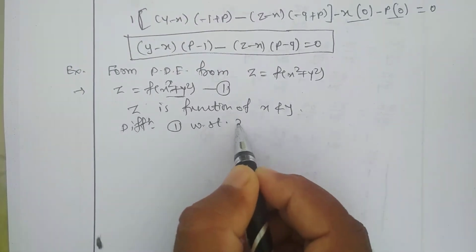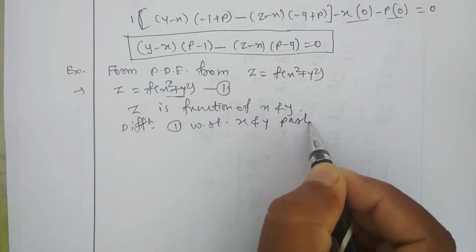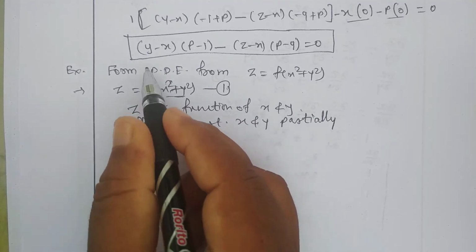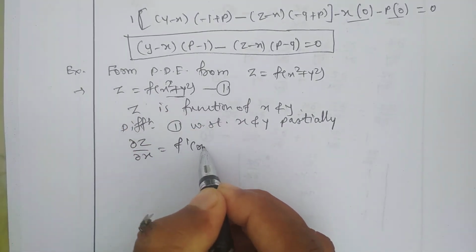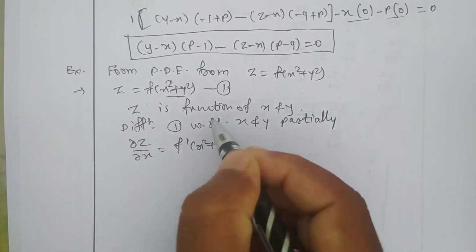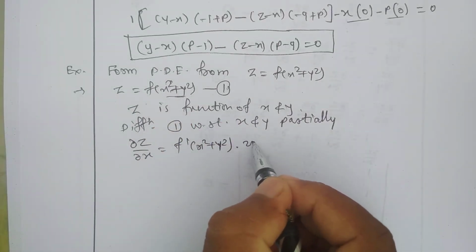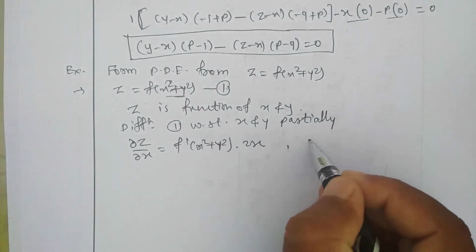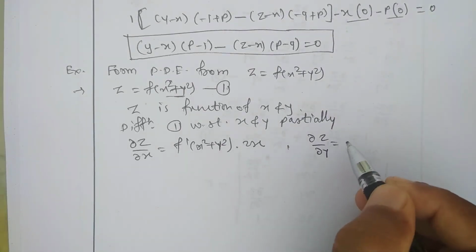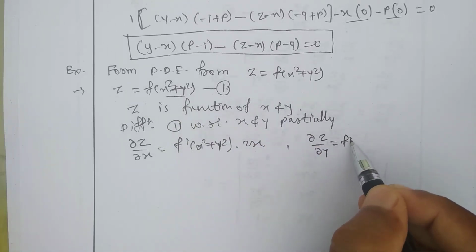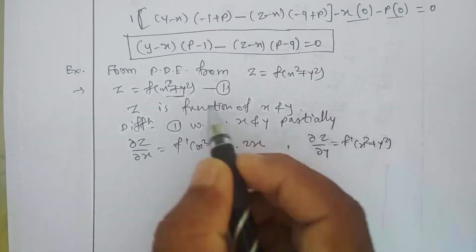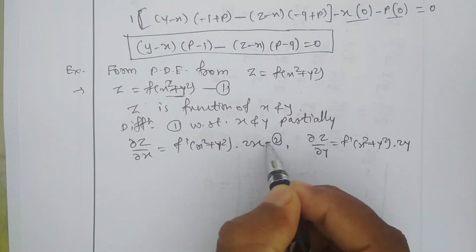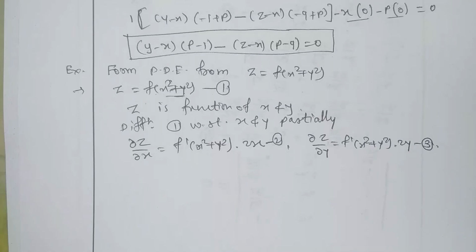So differentiating 1 with respect to x and y partially, we will get ∂z/∂x. It is the derivative of function f, that is f dash of (x square plus y square), into the derivative of x square plus y square with respect to x, it is 2x. Then what is the value of ∂z/∂y? It is the same, f dash of (x square plus y square) into the derivative of x square plus y square with respect to y, it is 2y. Call this equation number 2 and this equation number 3.